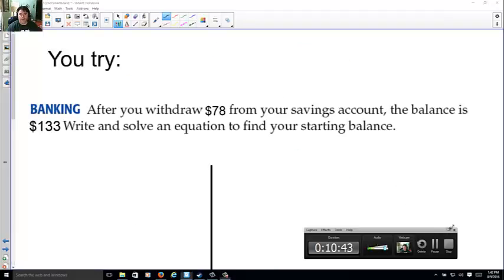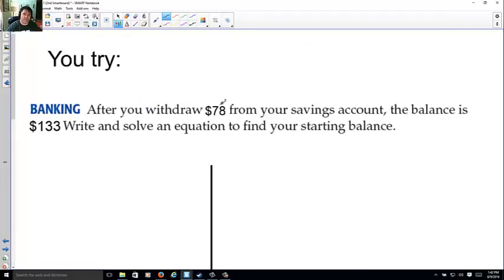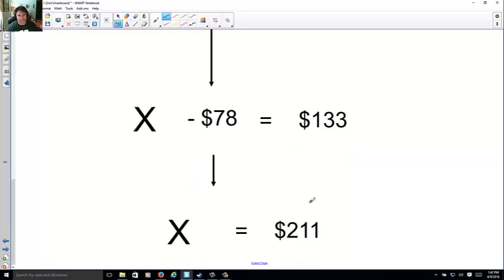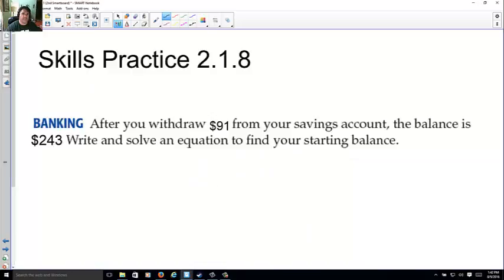Okay, do a you-try for me. After you withdraw 78 bucks from your savings account, the balance is $133. Write and solve an equation to find your starting balance. Go ahead this time. Let's see how you did. Something minus 78 equaled 133. Hopefully you added 78 to both sides and got 211.